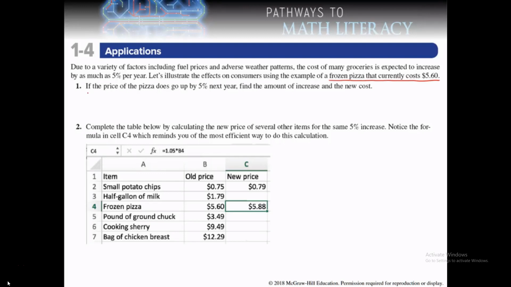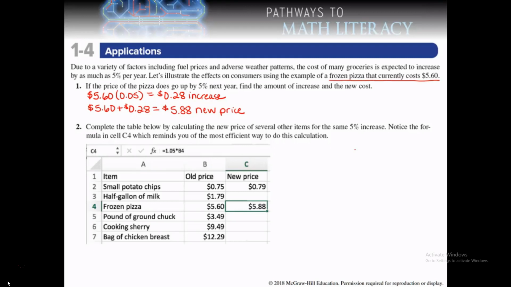So first of all, the increase would be 5% of $5.60. So $5.60 times 0.05, and that comes out to an increase of 28 cents. And then to get the new price, we would take our $5.60 that it started at and add the 28 cent increase to get a new price of $5.88.